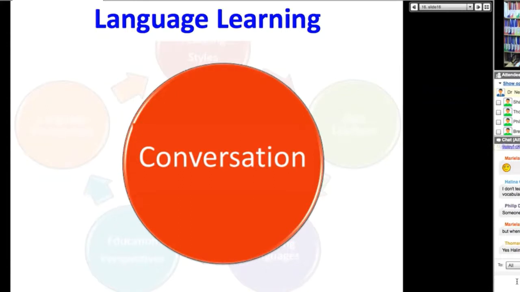Exactly, Helena. That's the idea. The idea is to learn through conversation. Remember, this is not teaching. We're talking about language learning. How is language learned? These are theories of language learning. They are not theories of language teaching. Those are approaches. We'll talk about approaches and methods of teaching. Right now, we're just talking about language learning.